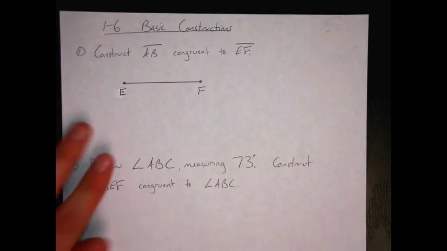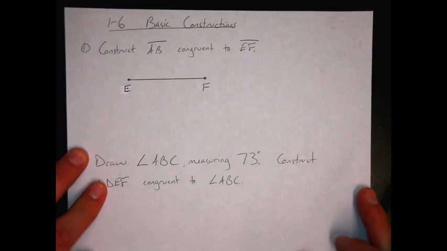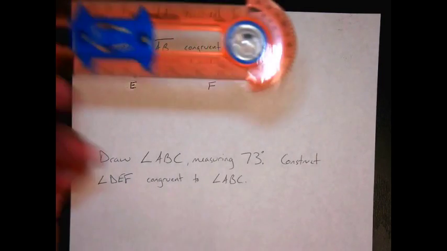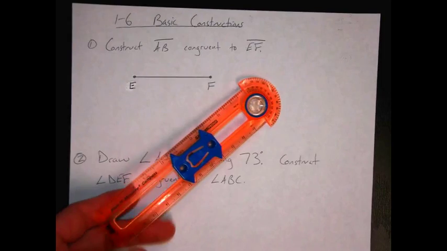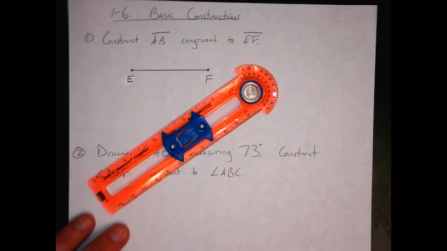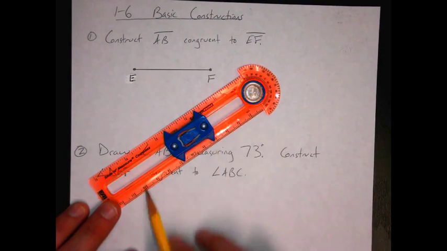In this particular example, I give you a segment EF, and what we're going to do is construct a whole new segment that is congruent to that. And we'll use a compass and a straight edge. This here is the safety compass, and I like it because it includes a protractor, and it has a ruler on the edges of the straight edge as well.